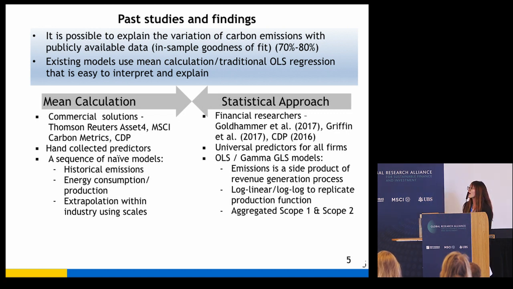So what they find out is that actually it is possible for you to explain carbon emission using externally available data, with the adjusted R-square, for example, that can reach 70% to 80%. But the other thing that we noticed from this paper is that most of these papers are implementing a naive approach, a very simple statistical approach. With that, we think that there is room for improvement, especially with a machine learning approach.